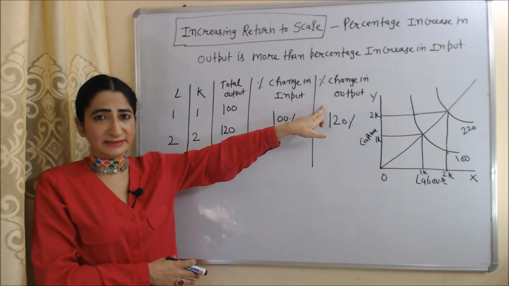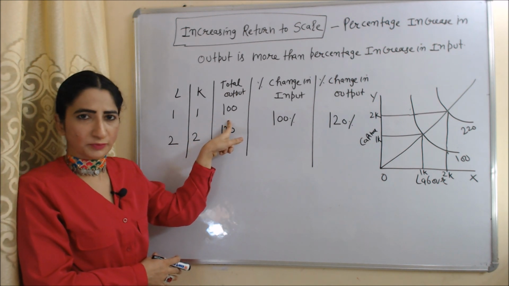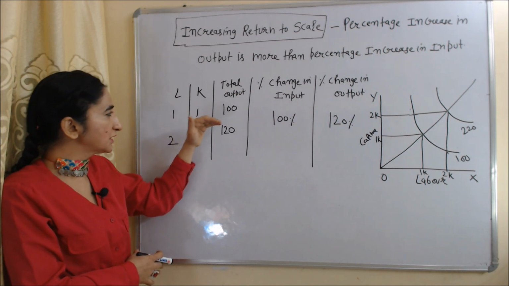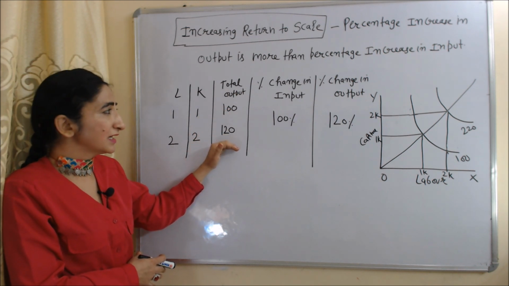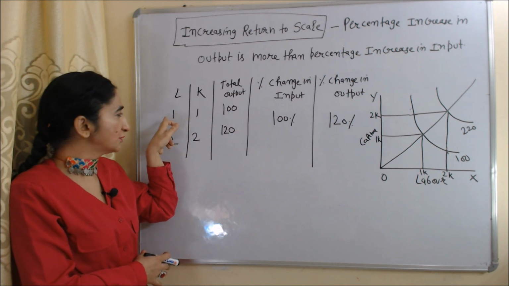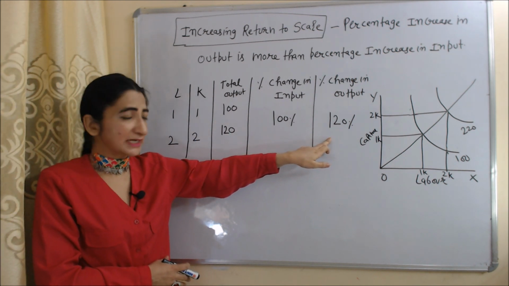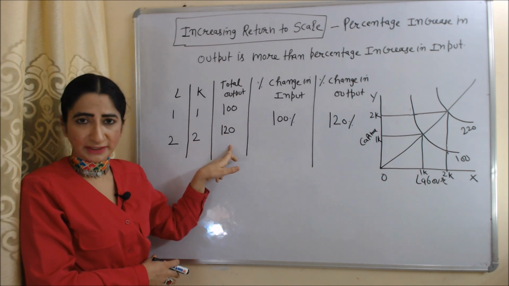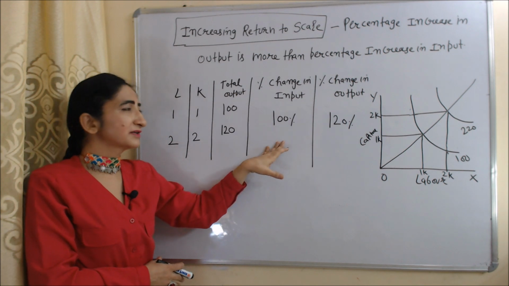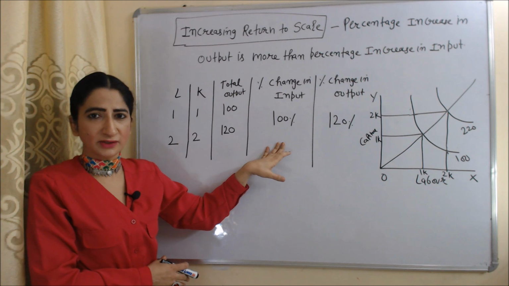In the last column we have percentage change in output. One labor and one capital are giving 100 units of output. But as we increase our labor and capital from 1 to 2, our output increases from 100 to 120. Here you can see the percentage increase in input is 100%, as we increase our input from 1 to 2. But the percentage increase in output is only 20%, as our output increases from 100 to 120. So here you can see the percentage increase in output is more as compared to the percentage increase in input. So it will be called increasing return to scale.